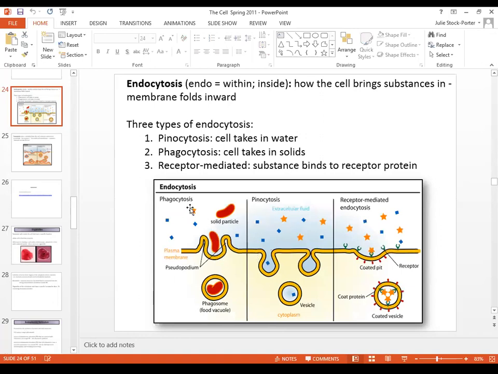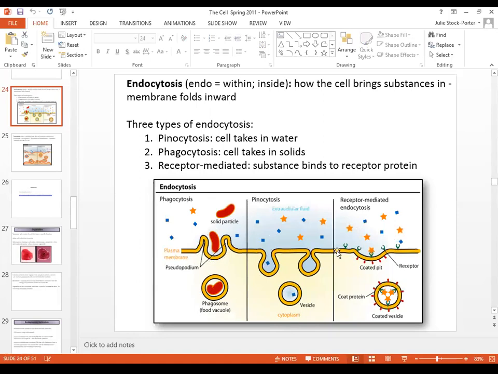And when we're talking phagocytosis, we're taking in solid particles. We're forming a vesicle from the membrane around this particle. It's going to pinch off, and the vesicle is going to carry whatever this is to its destination within the cell. Pinocytosis, it's how we bring water in. Water, the membrane is going to pinch or fold around it and pinch off to form a vesicle that is now going to deliver this water wherever it needs to go.